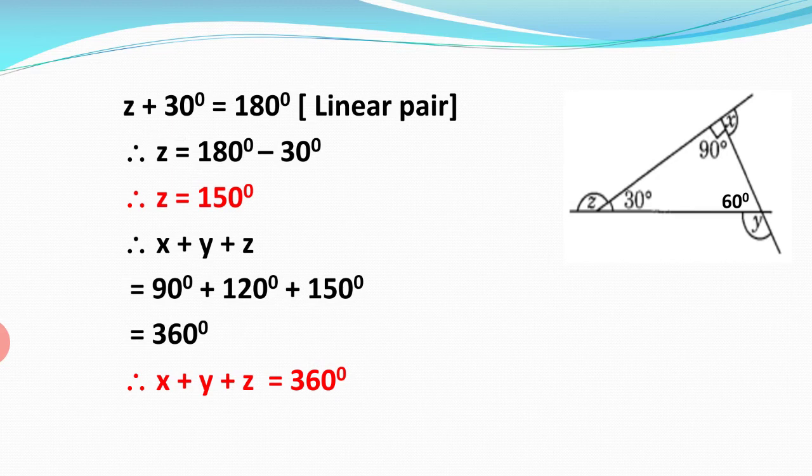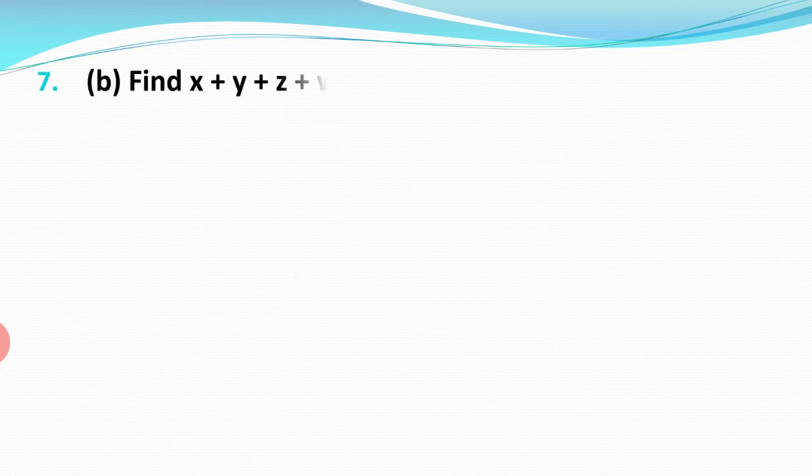What are x plus y plus z? These are angles in the exterior of a triangle, which are exterior angles. Okay. Now, next figure. Here we need to find out x plus y plus z plus w.